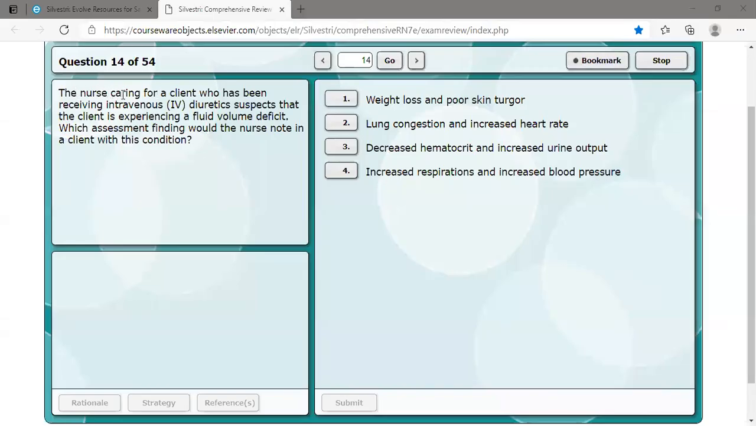Question here: the nurse caring for a client who has been receiving intravenous diuretics suspects that the client is experiencing a fluid volume deficit. The examiner makes this question easy for you by writing fluid volume deficit. If the body's needs and the supply or intake are not the same, the patient develops fluid volume deficit. Which assessment finding would the nurse note in the client with this condition? So what are the symptoms of fluid volume deficit? If you know, you can answer this question.